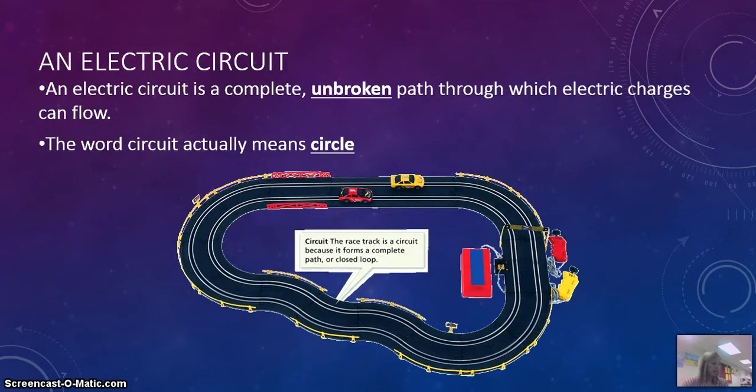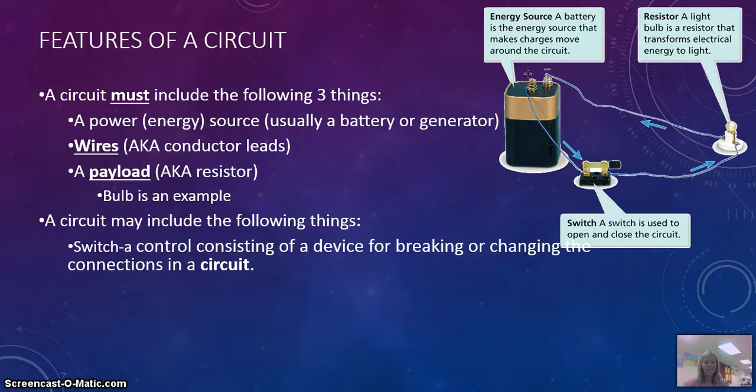Speaking of circuits, we're moving down into your notes, so there's the bottom of your first page. An electric circuit is a complete, unbroken path through which electric charges can flow. So when we say complete, we mean it's making an entire circle, that everything is connected. But it also has to have certain things in the circuit.